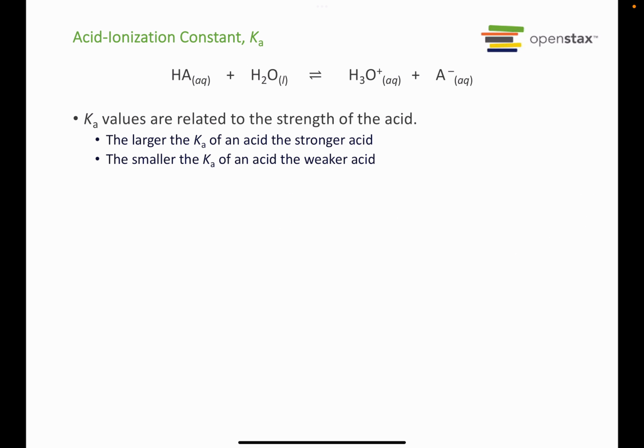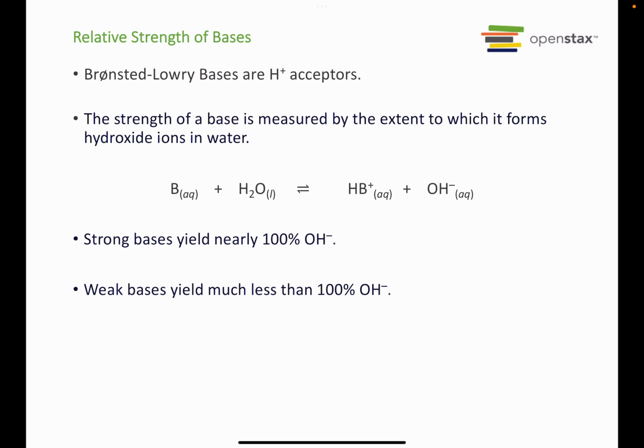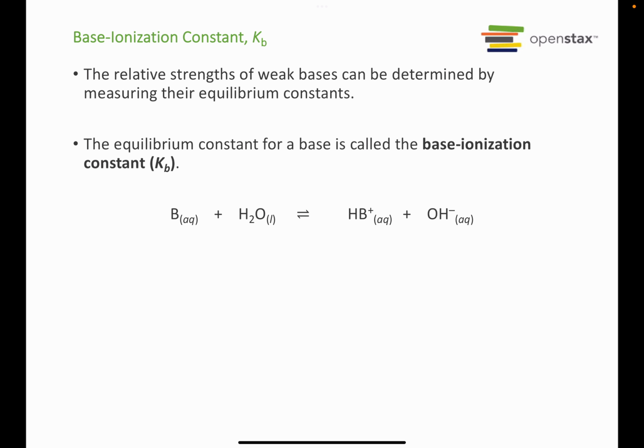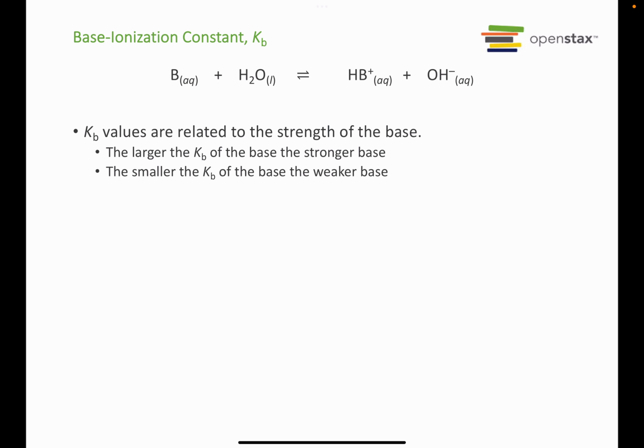The larger the Ka, the stronger the acid, of course, because it gets more product, and H plus is a product. And of course, the smaller the Ka, the weaker the acid. Bases, the same idea. And then we do Kb, okay? And of course, the larger the Kb, the stronger the base, meaning more OH minus.